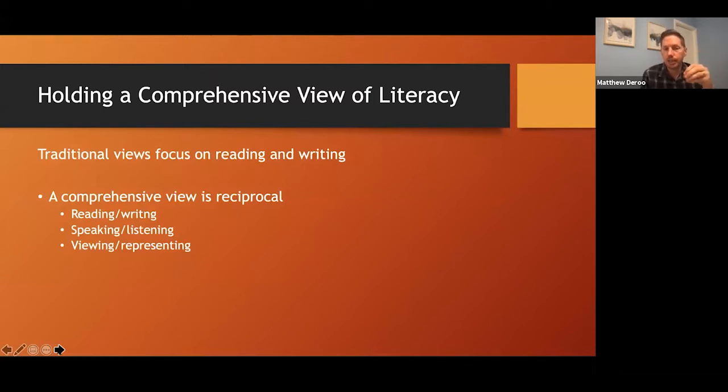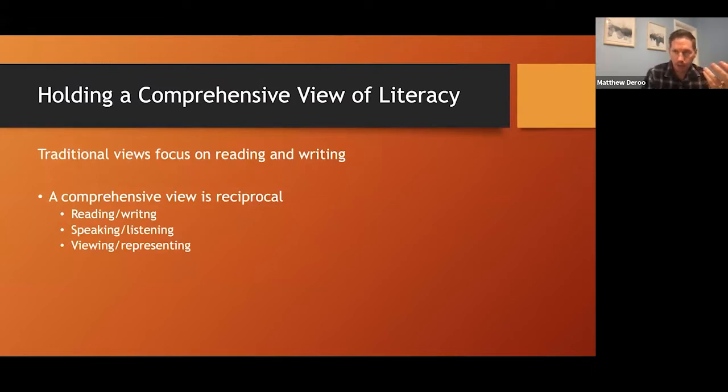So literacy, as we understand it today, is comprehensive. It's not either or, it's all of these together, right? So it's reading and writing, speaking and listening, viewing and representing. So all of these things are working in concert together. And I believe that many of you probably already hold this comprehensive view of literacy, but I would just, again, encourage you to continue to expand.